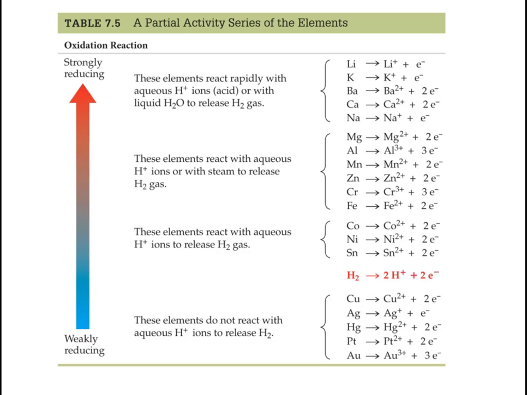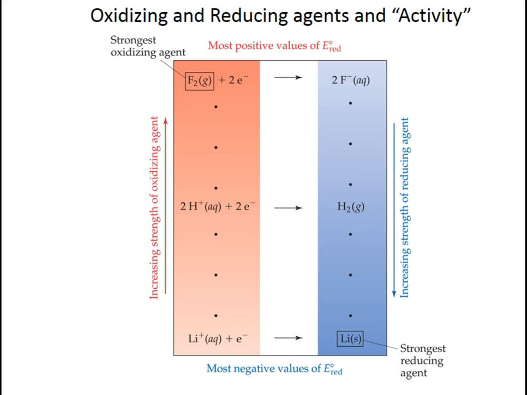So here's our activity series. Lithium's at the very top here. And so this is because when you think about reactions of metals, metals tend to lose electrons to form cations. So these are all written as oxidation half reactions, but on the table we write them as reduction half reactions. And so the reaction at the bottom here is the opposite of the reaction we've been looking at.